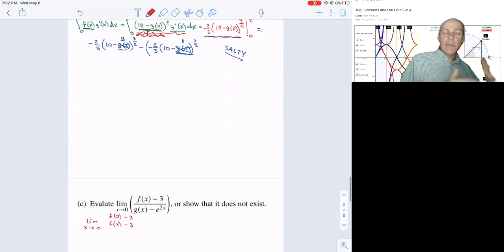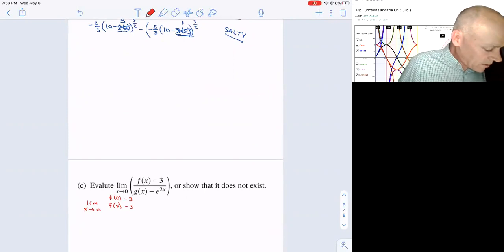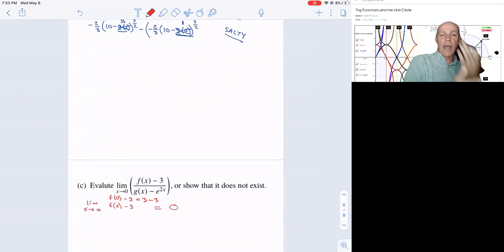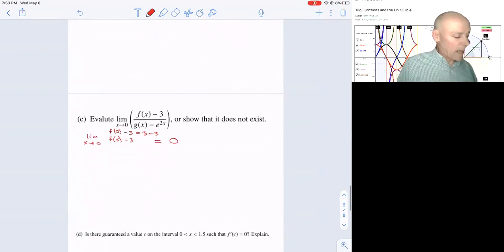Okay, a lot of times, and again, since you're going to be compressed for time, you're already going to have some values for these functions that you've calculated in prior parts of the problem. So f at 0 is 3, so this becomes 3 minus 3, that's equal to 0. So you've just shown that the numerator as x approaches 0 is 0. Okay, so now we're really sniffing, this is probably going to be L'Hopital.